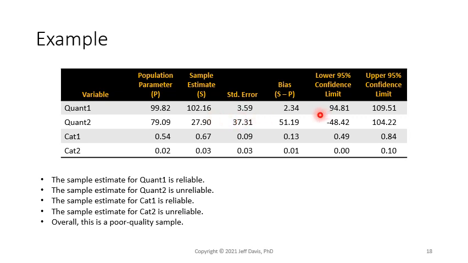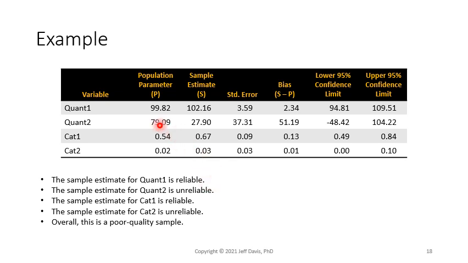So when we go to the next question, does the confidence limit contain the population parameter? We say here, yes. So yes, it does. So the estimate for quant 1 looks pretty good. It looks really, really good. So we would say this is reliable.